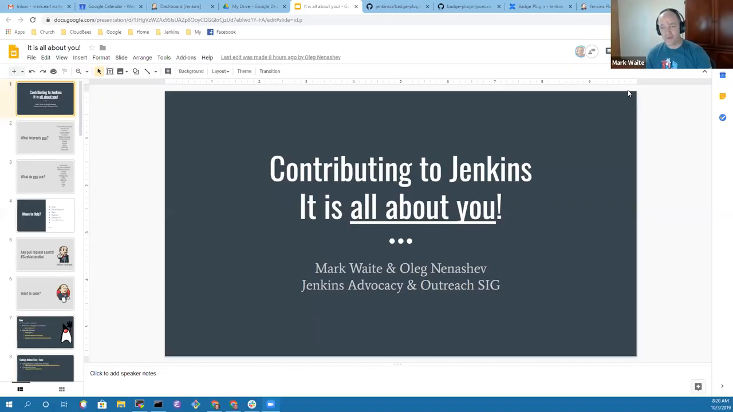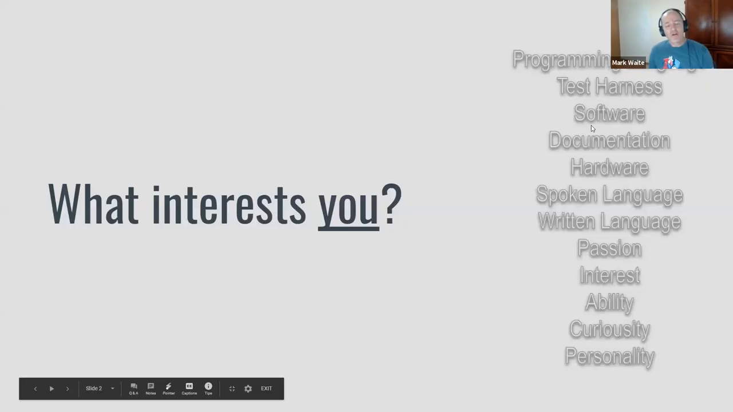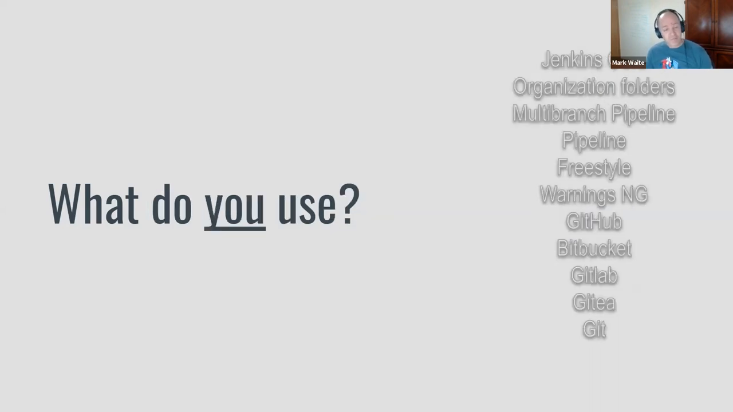Thanks, Oleg. Thanks very much. I want to talk about how you can contribute and give you some ideas of creative ways. The first crucial point: choose things that interest you. What is it that's interesting to you about the Jenkins project? We've got space for programming language work, for test harness work. If you're interested in hardware or documentation or software in one area or another, if you're passionate about written language or spoken language, we've got spaces for you.